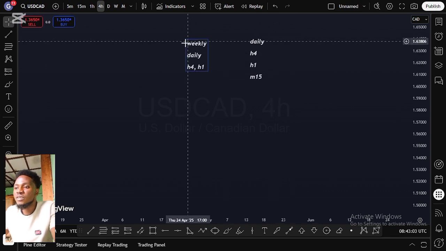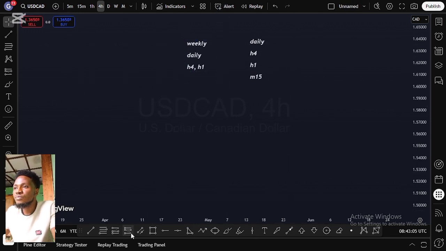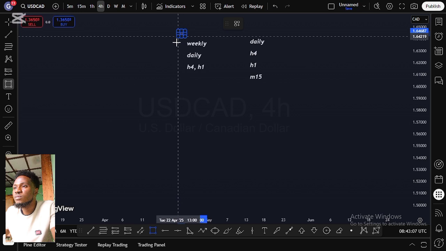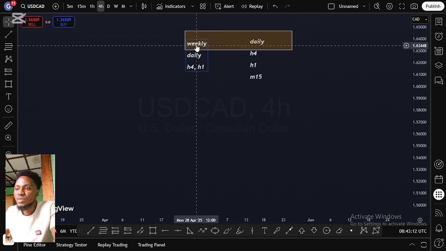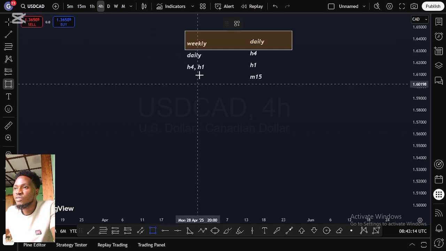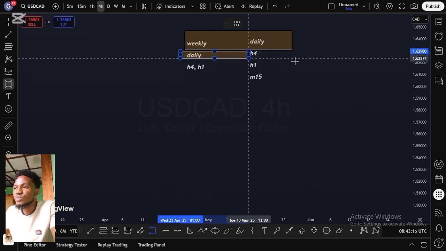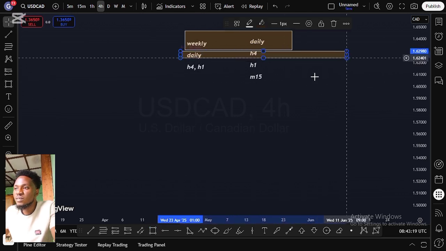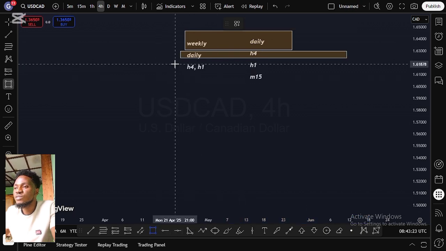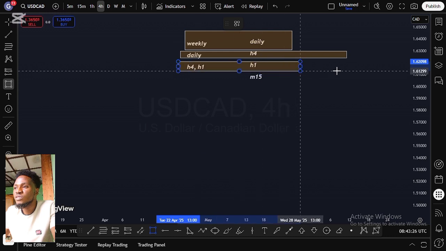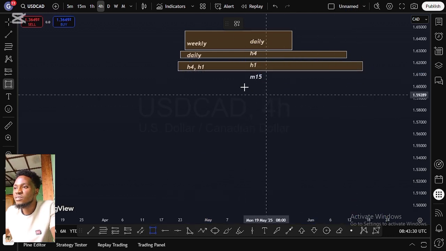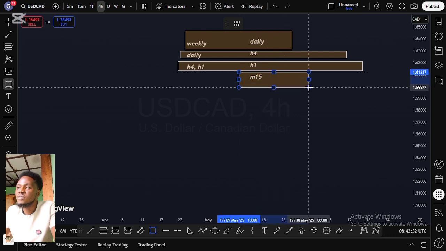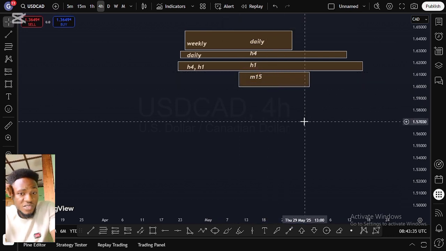So this first box here is basically for direction for two different people. These are for structures for two different people, and these are entry. This H1 entry is for a swing trader, even a day trader also, and a day trader usually uses this for entry, or even the 5 minutes. So there is no one size fits all in trading.